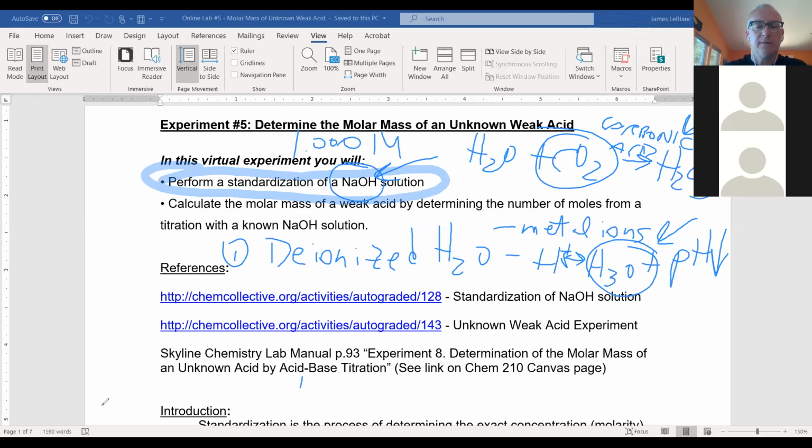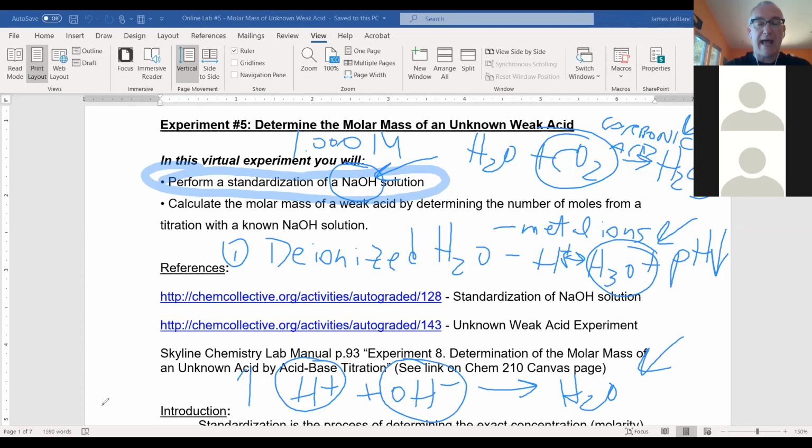Here's the reaction. H plus plus OH minus makes water, right? That's the basic reaction we're going to be doing today. That is a neutralization reaction. In other words, you take acid and you take base, and they neutralize each other and form water. So if I have more acid in my solution, what do you think that's going to do to the concentration of my base?